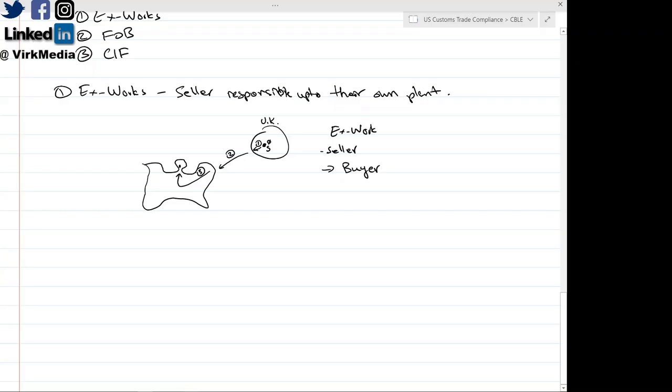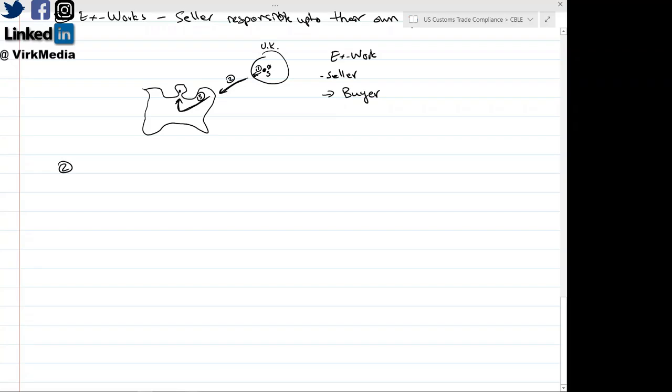So in this case, the seller is going to have the stuff at their facility, and then the buyer is going to pick it up, and they're going to be responsible for all this freight that's going from number 1 to number 2 all the way to the final destination.